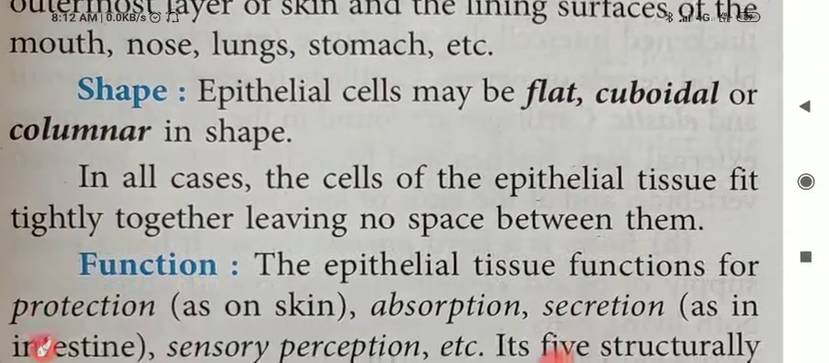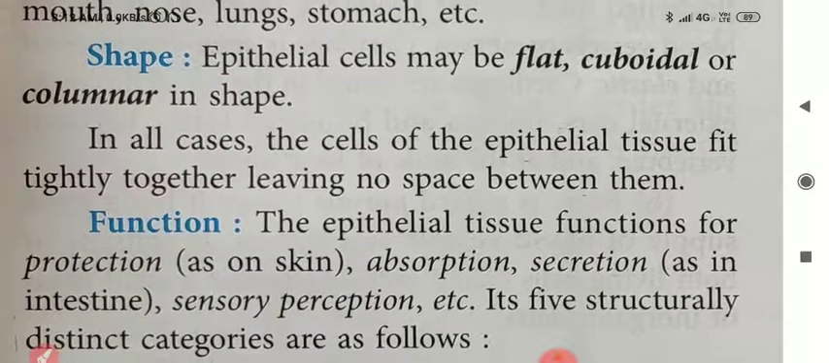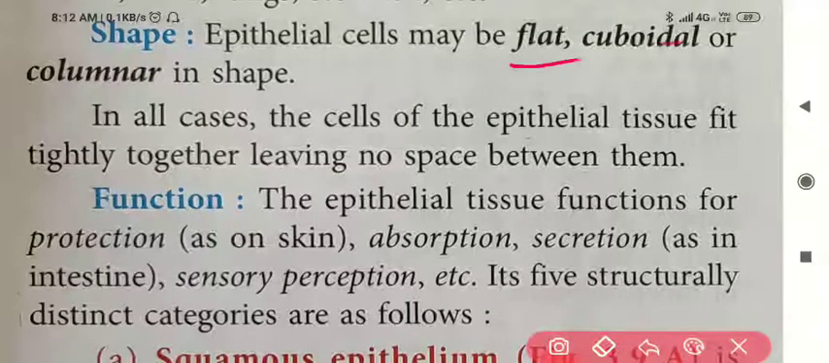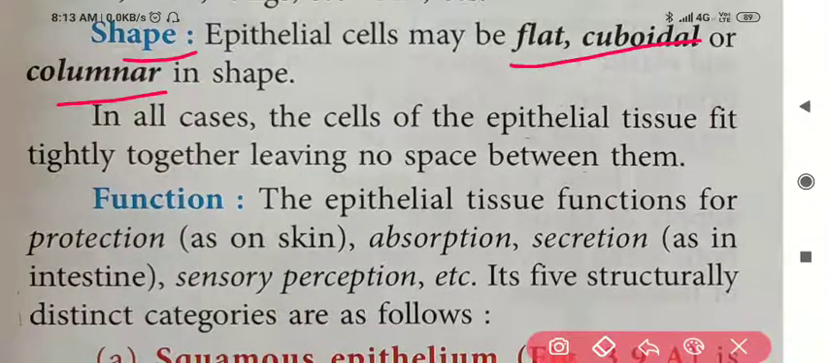Next, my dear students, shape. Epithelial cells may be flat, cuboidal, and columnar. In all cases, cells of epithelial tissue fit tightly together, leaving no space between them.